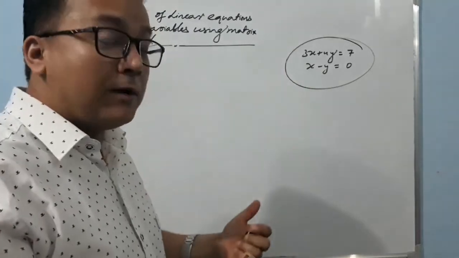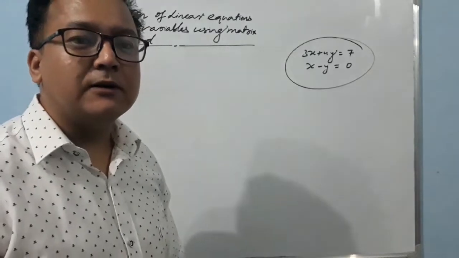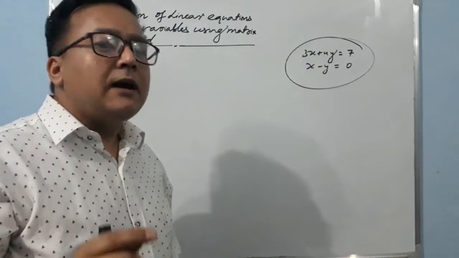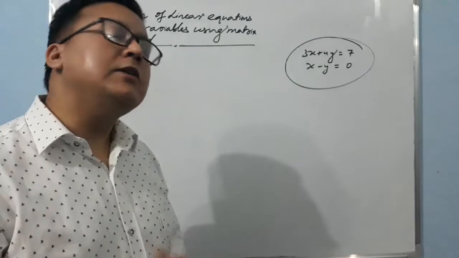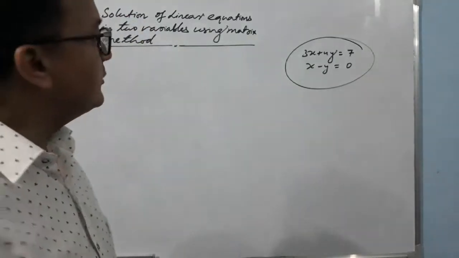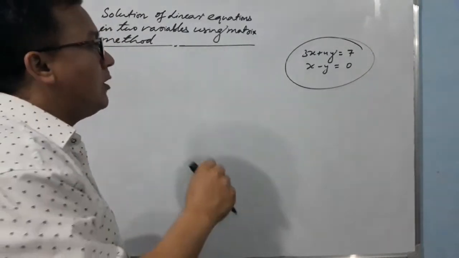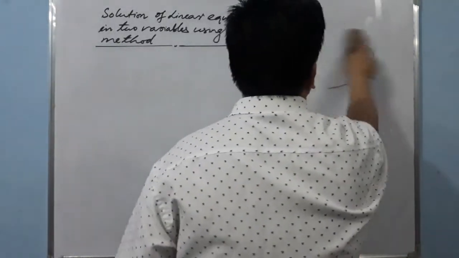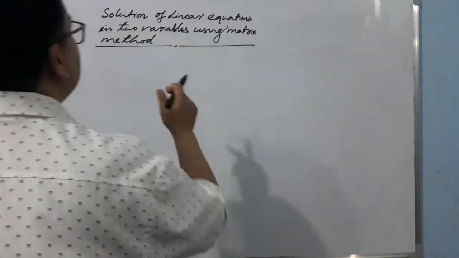You have already done this by using different methods, like the elimination method or the substitution method, and you also used graphs to find the values of x and y. Today you will learn how to find them with the help of a matrix. Today I'm going to show a method to use a matrix in order to find the values of x and y, how to solve the system of linear equations by using the matrix method.